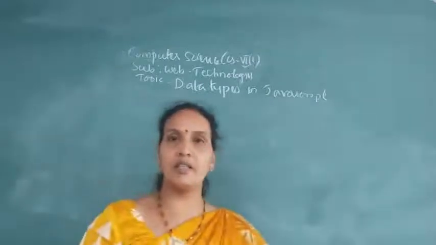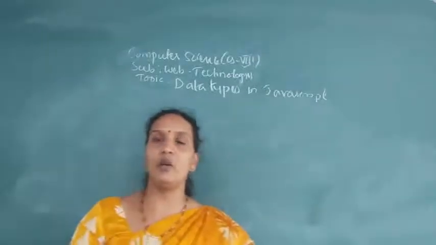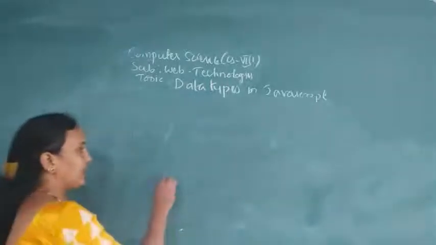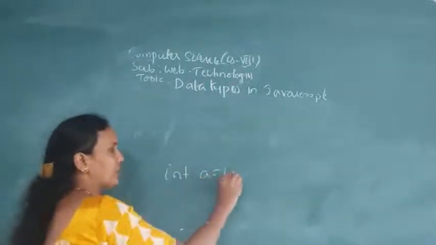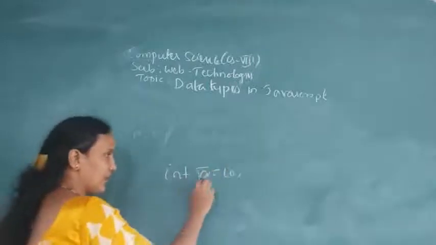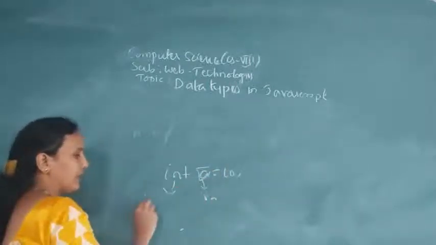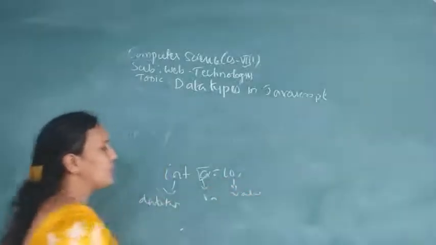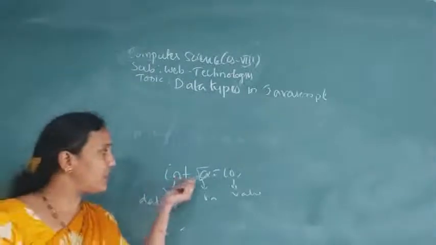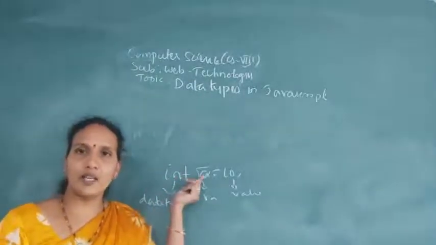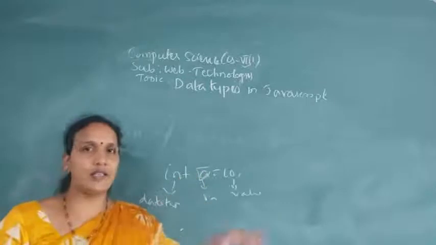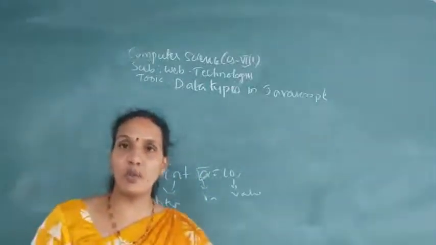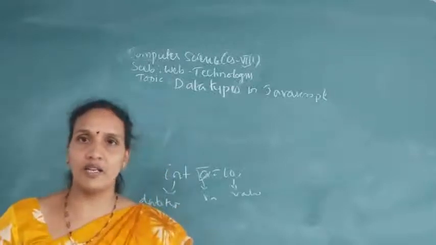See, actually in C and Java programming, I think you may know what a data type is. What does data type mean? For example, if you declare like this, int a equals 10, this is a variable, this is the data type, and this is the value. So what is a data type actually? The type of value you are storing in a variable is called a data type. It's nothing but the type of value.